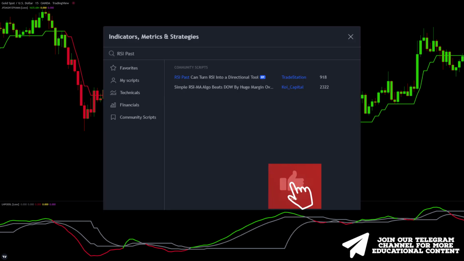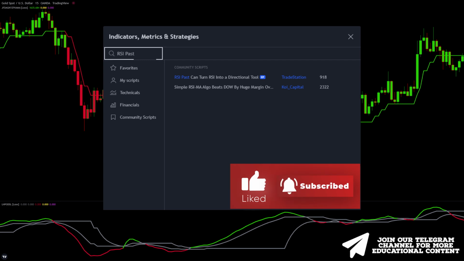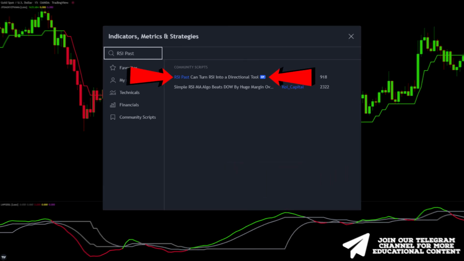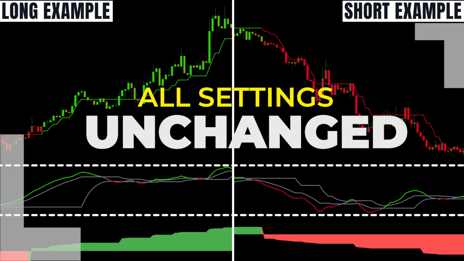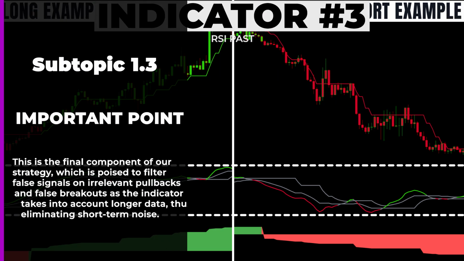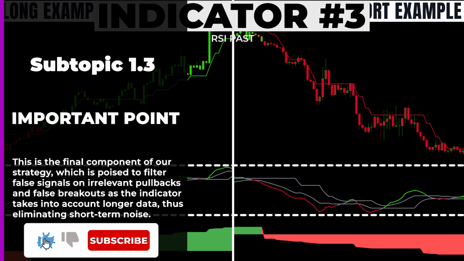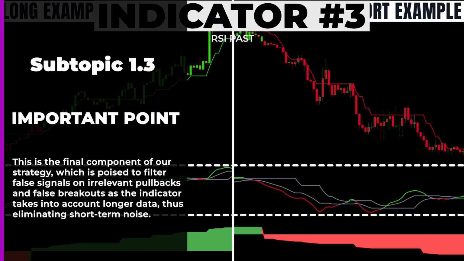Lastly, click on the Indicators tab, type RSI past, and add this exact indicator. In this case, let's leave all input and style tabs unchanged. So, this is the final component of our strategy, which is poised to filter false signals on irrelevant pullbacks and false breakouts, as the indicator takes into account longer data, thus eliminating short-term noise.